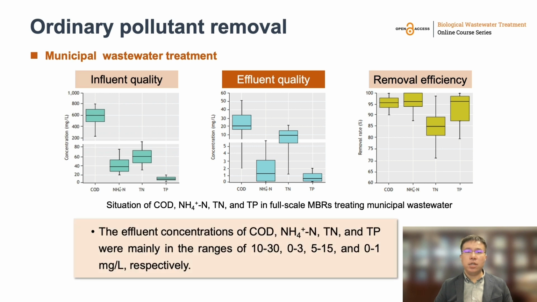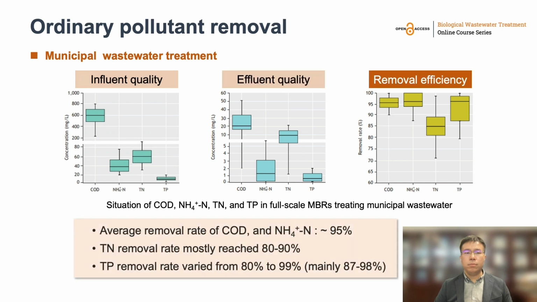The effluent concentrations of COD, ammonium nitrogen, total nitrogen, and total phosphorus were mainly in the ranges of 10 to 30, 0 to 3, 5 to 15, and 0 to 1 mg per liter, respectively. An average rate of about 95% was achieved for COD and ammonium nitrogen removal. Although with a larger fluctuation, the total nitrogen removal rate mostly reached 80% to 90%. The total phosphorus removal rate varied from 80% to 99%, depending on the biological status and the chemical dosages into the process for total phosphorus removal.